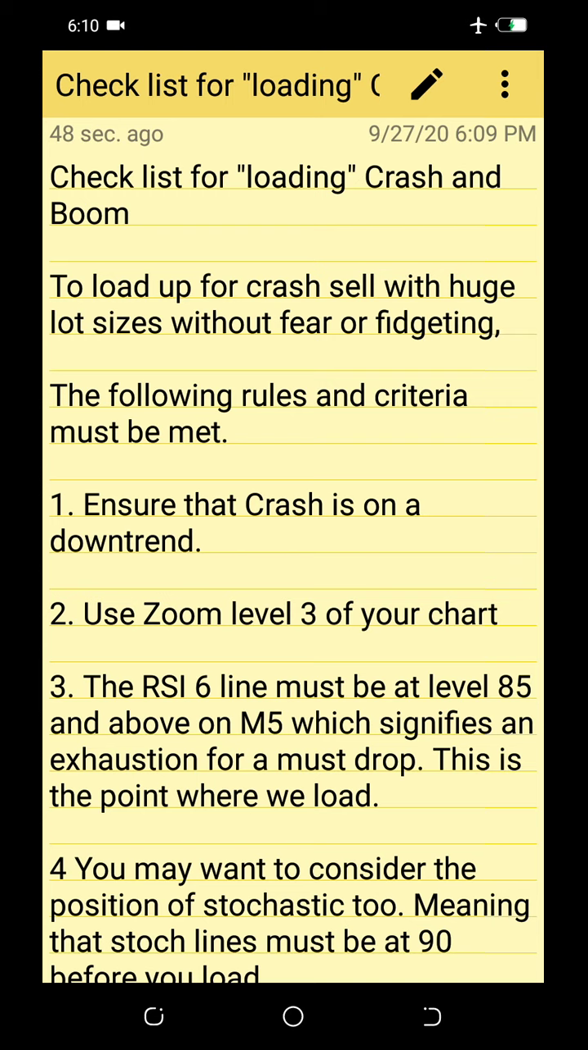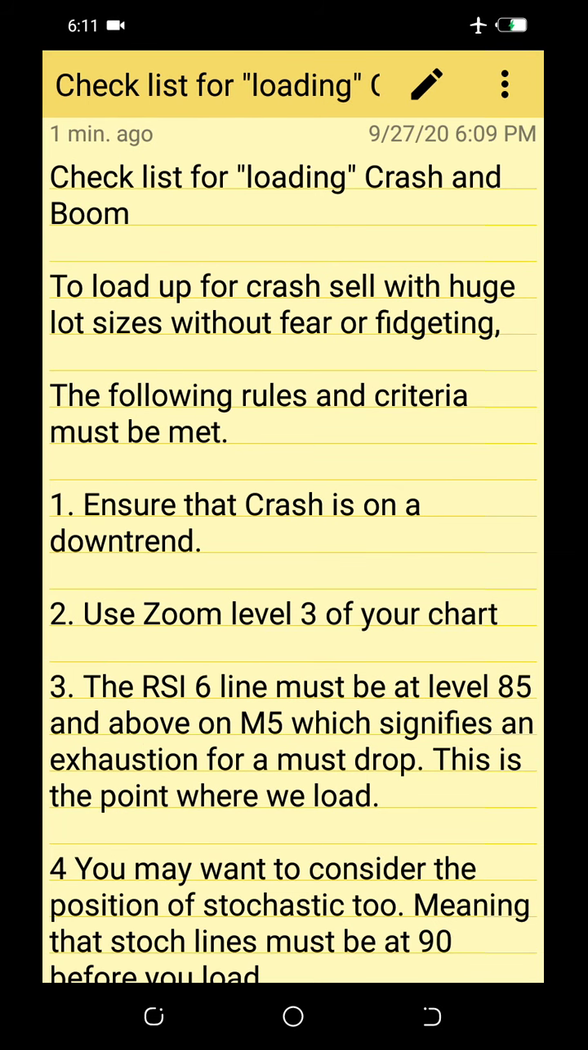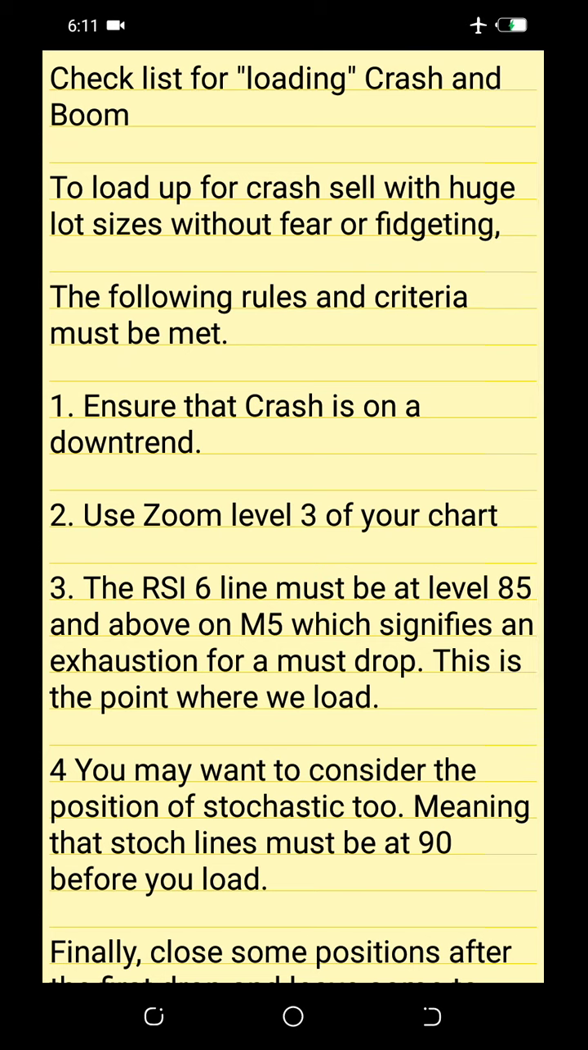Okay, I want to say that again. Exhaustions are points that are invisible to the eye. That is, resistance and support points that are invisible to the eye. You are likely not seeing it, but it occurs. The exhaustion point we are talking about, we can only trap it using the 5 minutes time frame. Is that okay? So I want to take you through what I look out for before I load my crash.